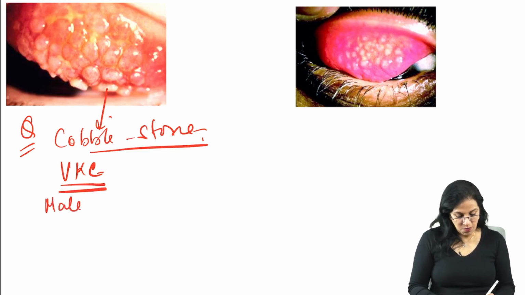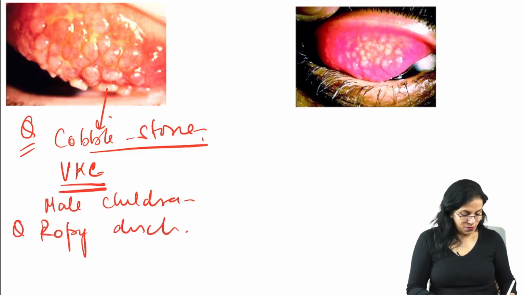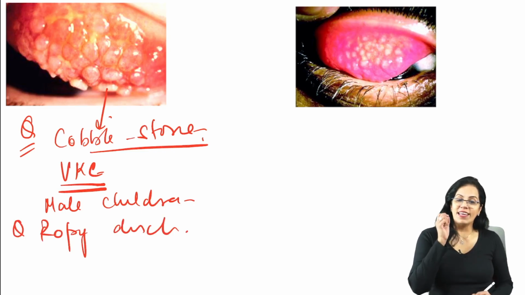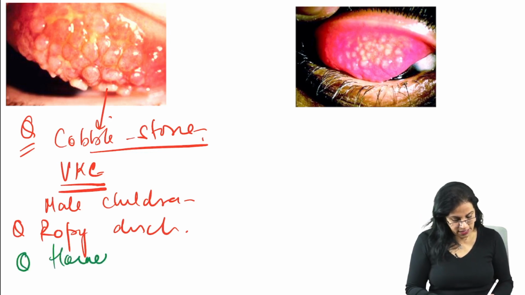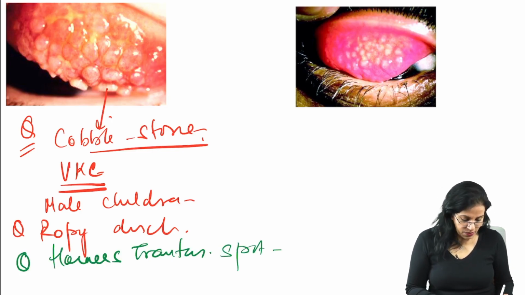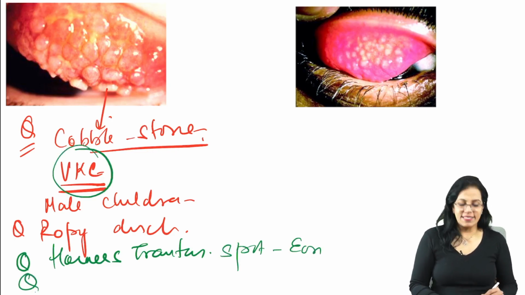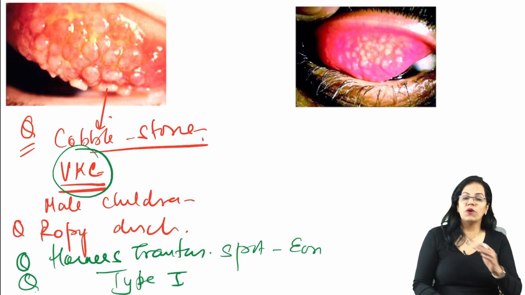Which is the age group? Male children are involved. Another question, please don't forget ropey discharge. Okay, please don't forget ropey discharge. Again, a feature of vernal. What next question? Horner Tranta spots. They are again eosinophils which are seen on the limbal papilla. Okay, what are these? These are eosinophils. So they ask you what type of hypersensitivity is vernal. You will answer it's a type 1 hypersensitivity reaction. Right? So you have to revise it.